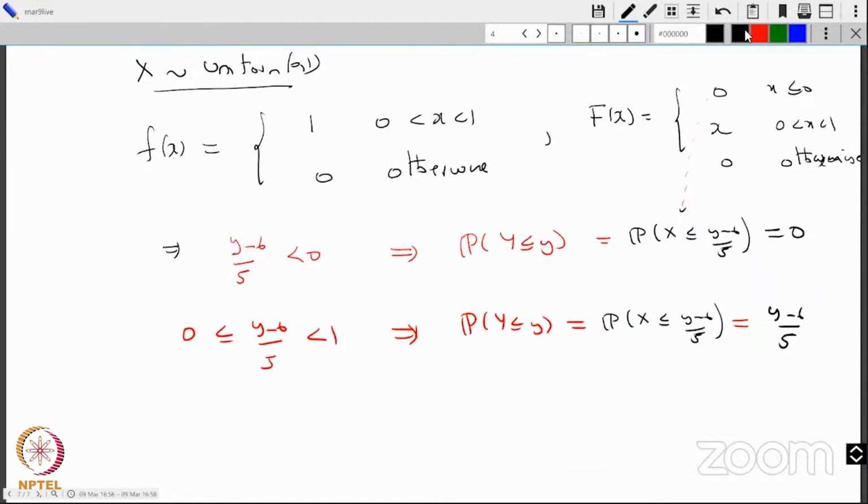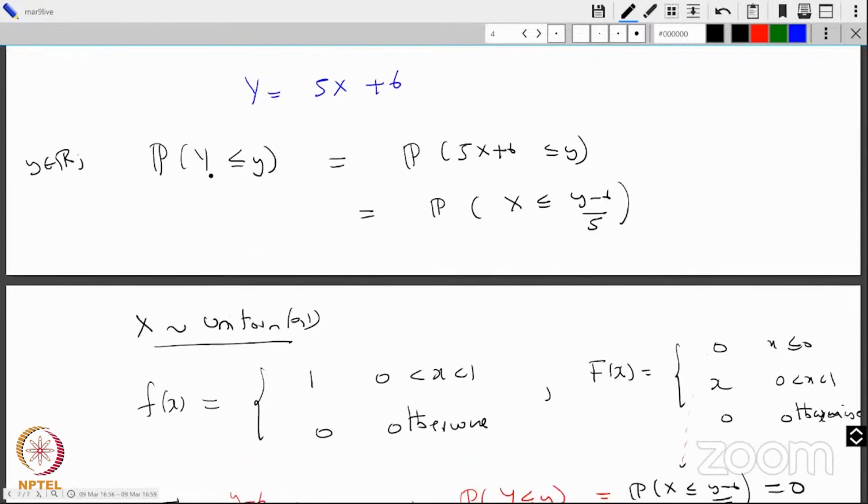And what's the last range? The last range is when this quantity is bigger than 1. And that's the same as the chance that Y is less than or equal to y is equal to, let me copy this. If I duplicate it and put it right here, I just get that it's equal to 1. Okay. And I chose this quantity (y minus 6)/5 because I got the fact that the chance of Y less than or equal to y was the same as X less than or equal to (y minus 6)/5.